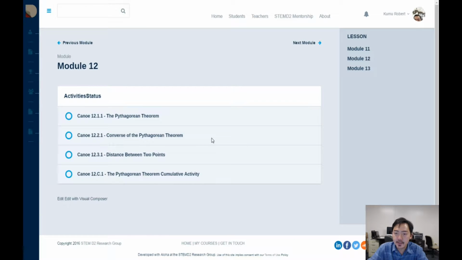Here are the list of activities for Module 12, which is about the Pythagorean theorem. The first activity that we'll be discussing is Canoe 12.1.1. This is the activity that corresponds with Lesson 12.1 in the Go Math book.